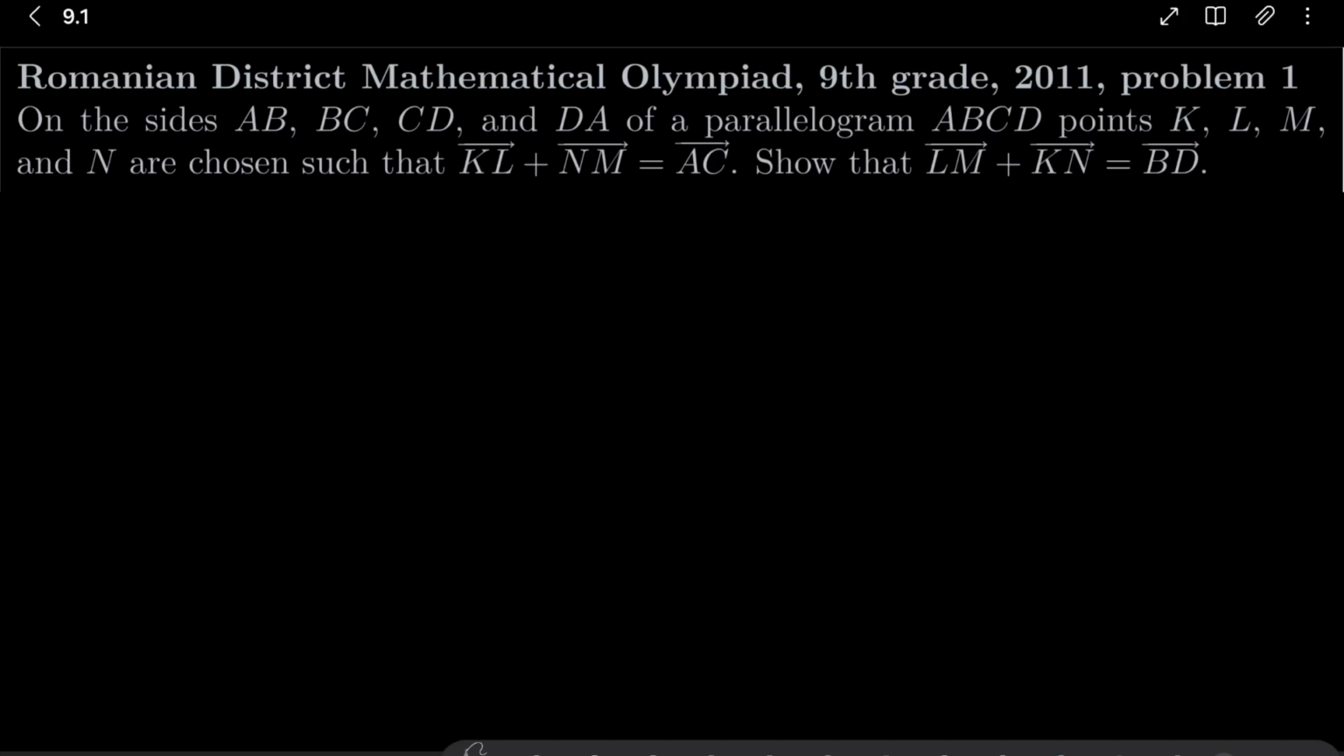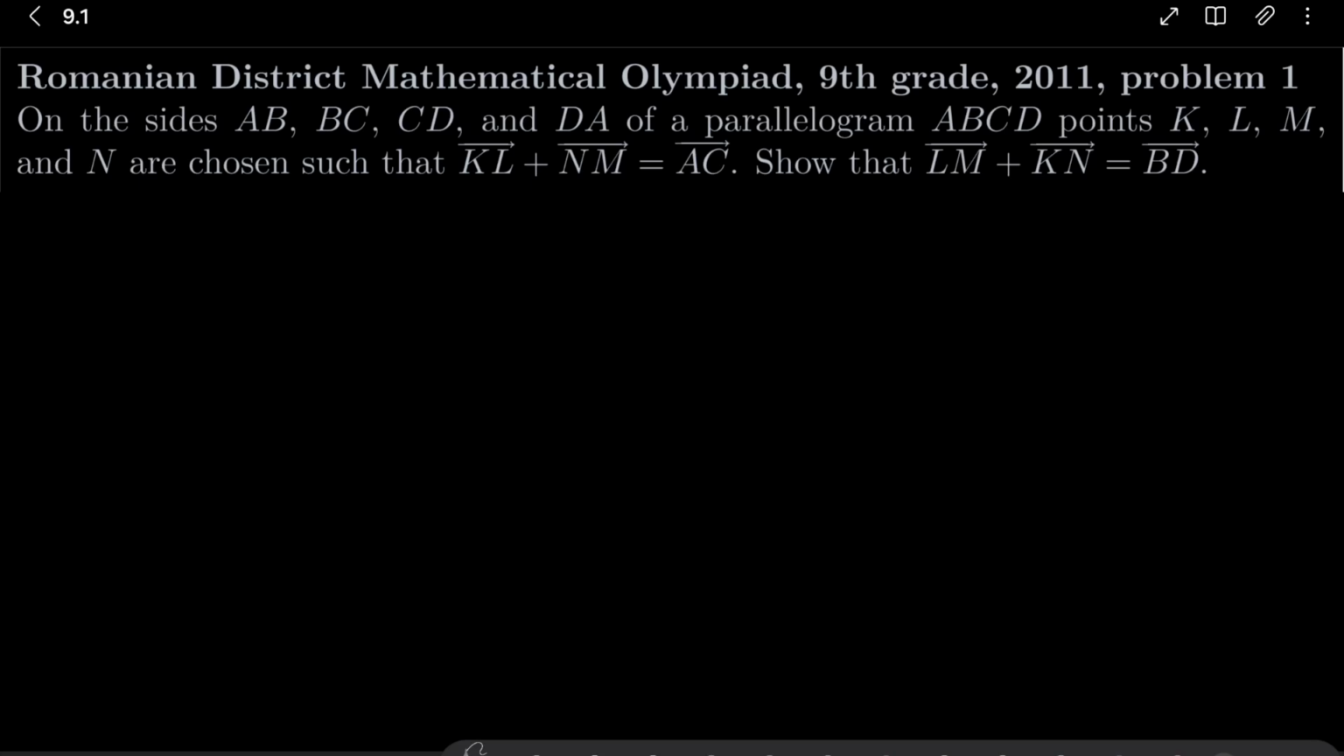Hello friends, in this video I'd like to solve the following problem from the Romanian District Mathematical Olympiad for 9th graders 2011, problem number 1. On the sides AB, BC, CD and DA of a parallelogram ABCD, points K, L, M and N are chosen in such a way that vector KL plus vector NM equals vector AC. We wish to show that vector LM plus vector KN equals vector BD.